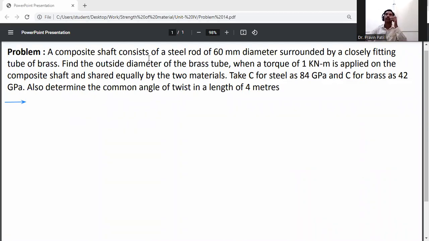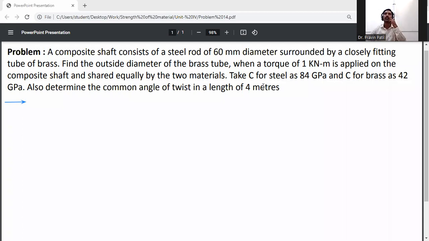A composite shaft consists of a steel rod of 60 mm diameter surrounded by a closely fitting tube of brass. Find the outside diameter of the brass tube when a torque of 1 kilonewton meter is applied on the composite shaft and shared equally by the two materials.